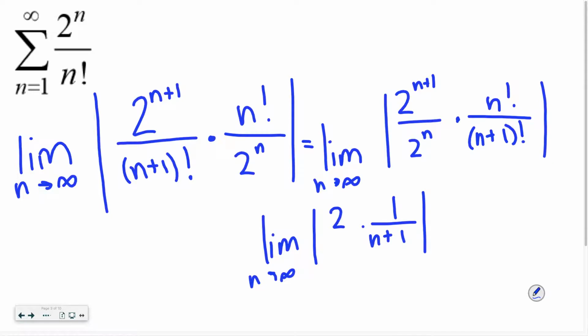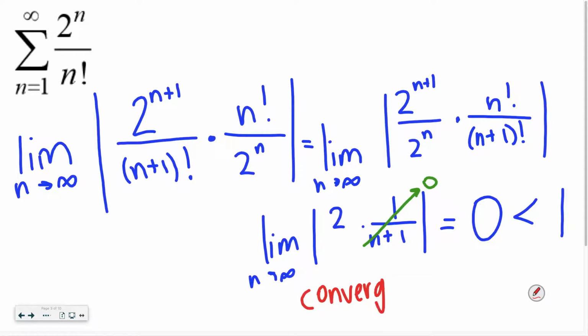Now, as we take the limit towards infinity, we can see that 1 over n plus 1 goes to 0, and 2 times 0 is 0. 0 is less than 1, which means what? The series converges, because of the ratio test.